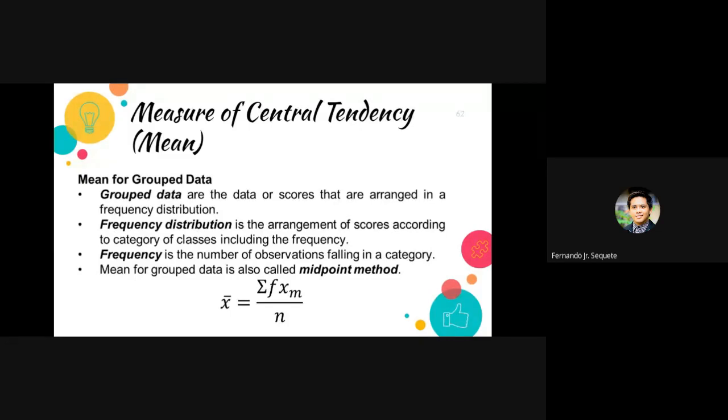Bakit tinawag siyang midpoint method? Because for this particular formula, we will be using the midpoint of the data. Diba? Remember the term midpoint? Ano nga yung midpoint? Midpoint is also known as Median.